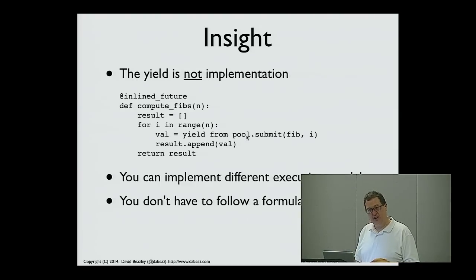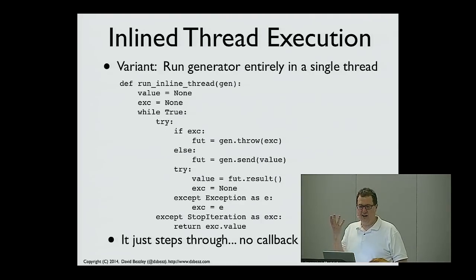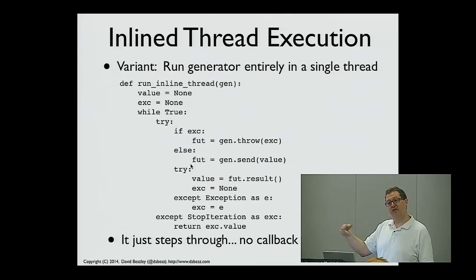In fact, one of the things that you could do is think about doing some completely different thing under the covers. Instead of doing all that stuff with futures, forget about all that callback function stuff, I could write a different kind of execution function where I just say run inline thread. You give me a generator. This one dispenses with the whole task business entirely. I'm basically just going to step the whole generator, step by step by step until it's done. No callback function, just a totally different execution model.